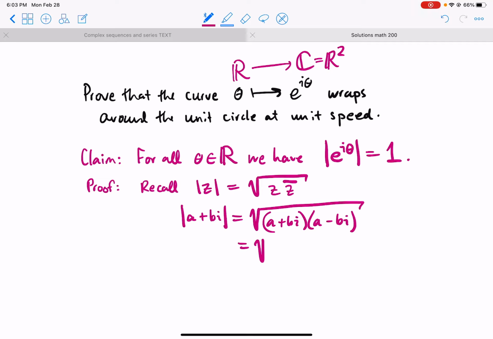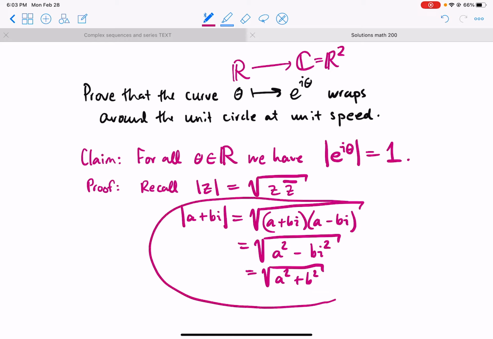And sure enough, we get a squared, abi minus abi cancels, and we get bi times minus bi is minus b squared i squared, giving a squared plus b squared, which is exactly what you'd expect from the Pythagorean theorem. Okay? But that was just to remind you what this even means.